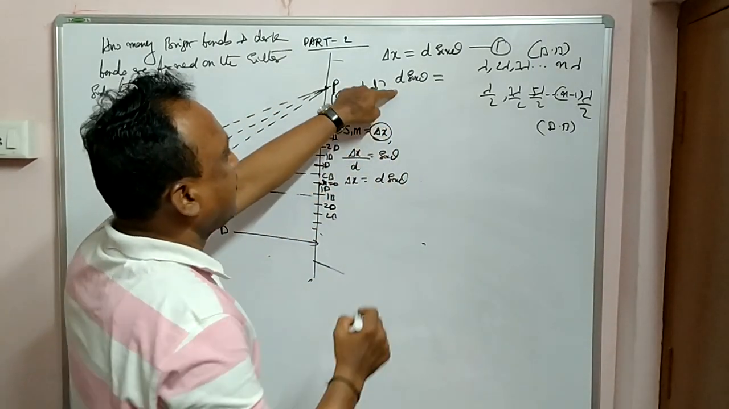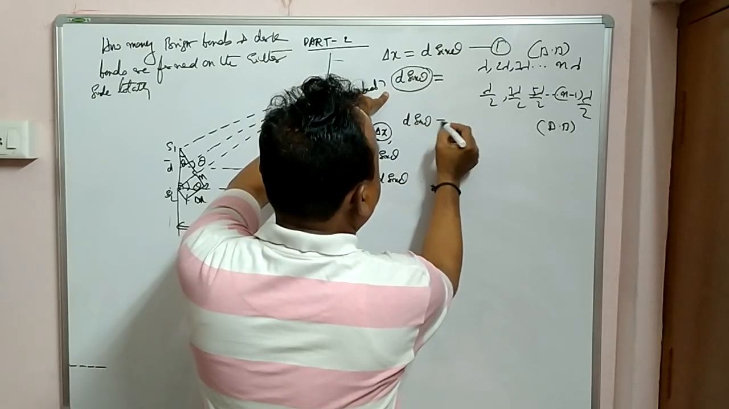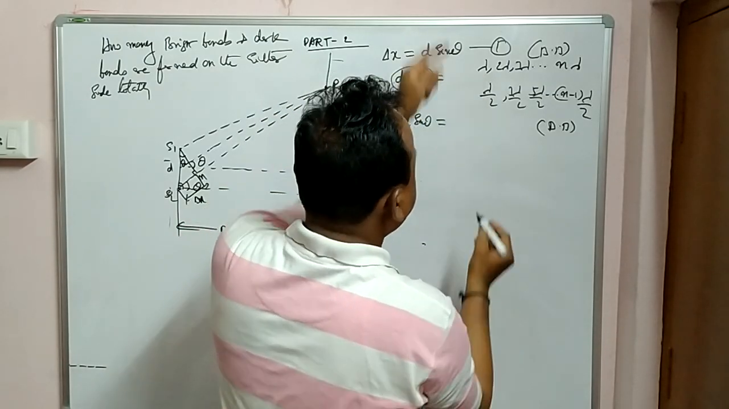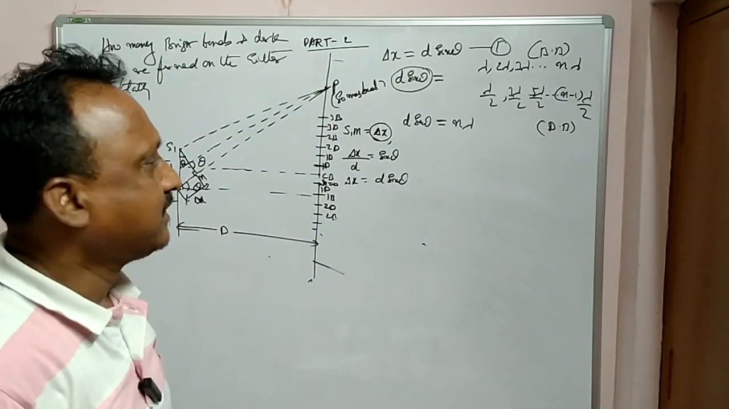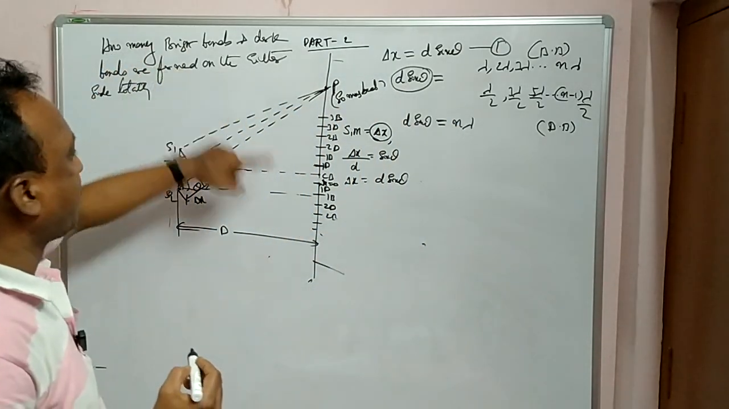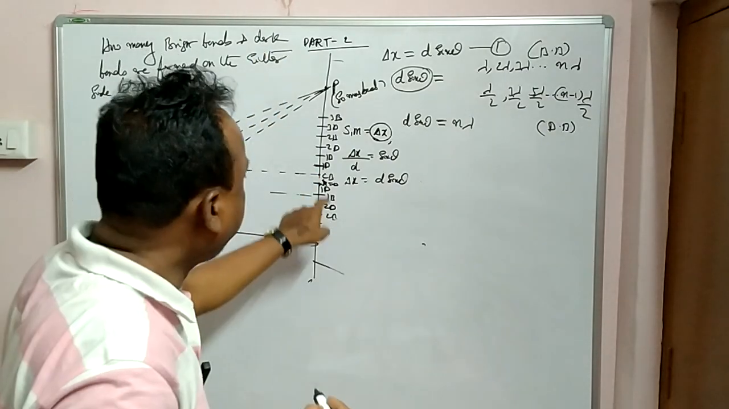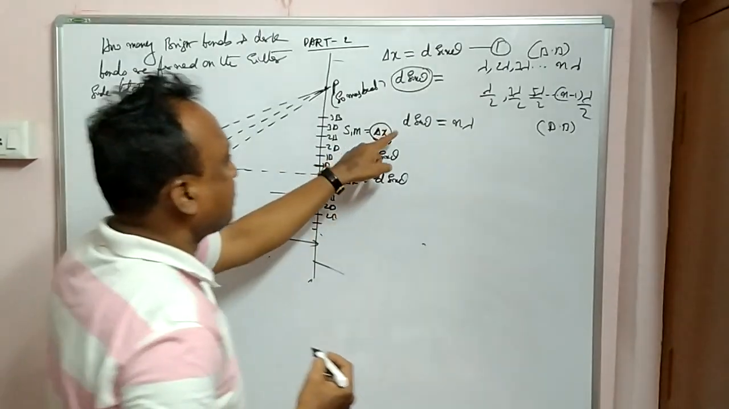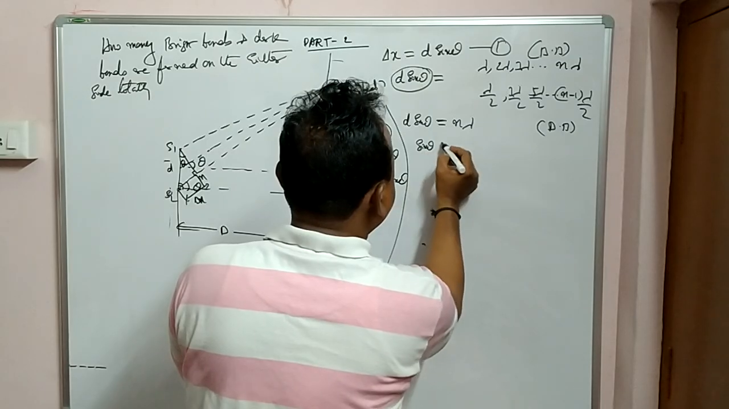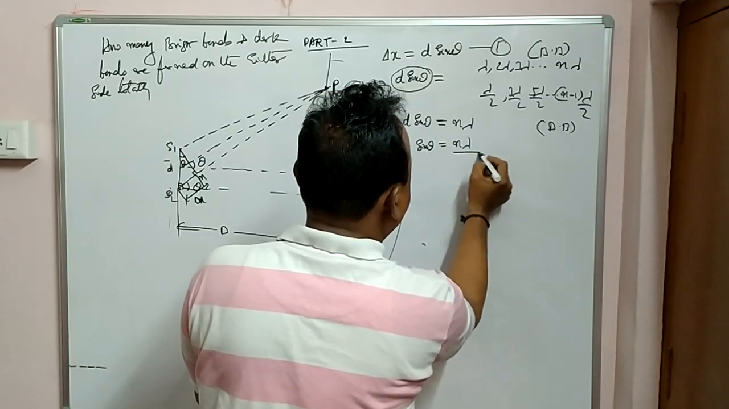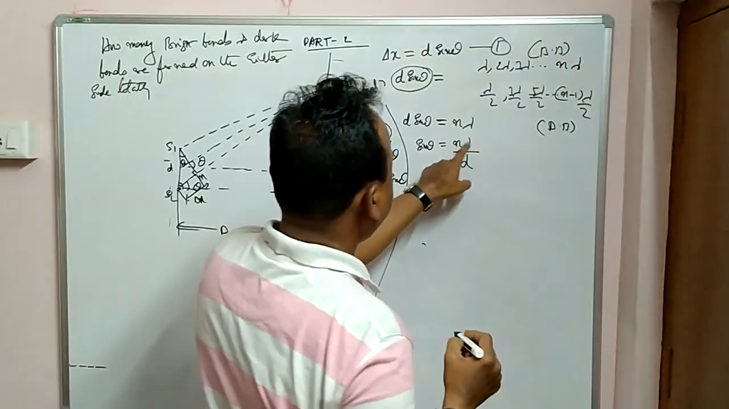So what does it mean? For example, we want bright, then what do we do? d sin theta for the first bright is lambda, for the nth bright it is n into lambda, the path difference. Because we have to calculate how many bright bands are formed from the central band, this side and this side, including this central band. So be careful, from this I am getting sin theta is equal to n lambda by d. Clear? Sin theta is equal to n lambda by d.